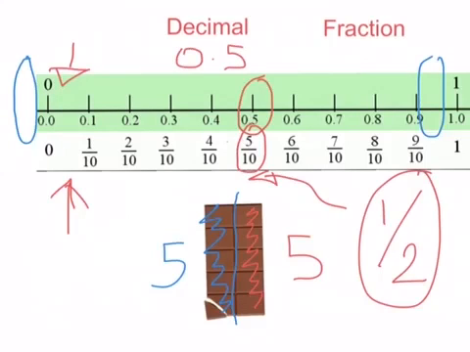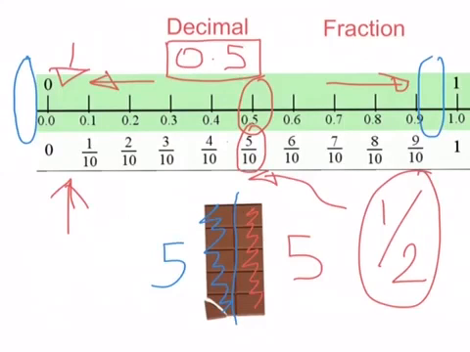Now how do we know that that's true? Well, as you get older, you just know that 0.5 is the same as a half. But if we look along this number line, you can see that 0.5 is in the middle of 0 and 1. So it's halfway along.